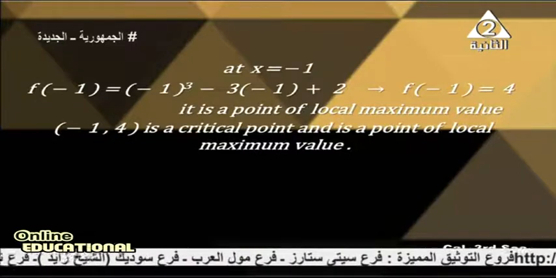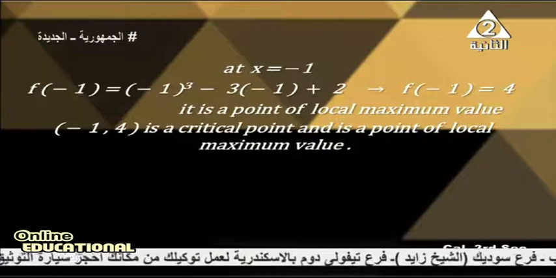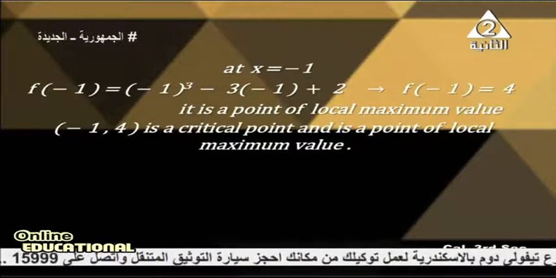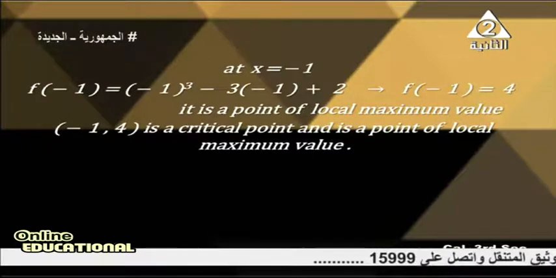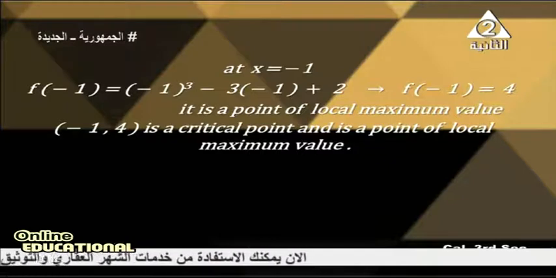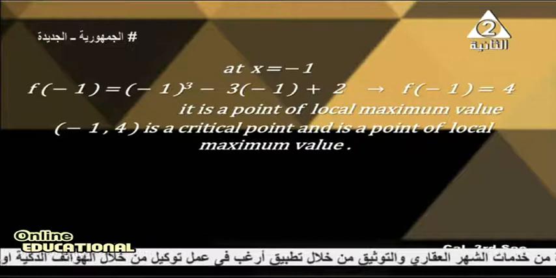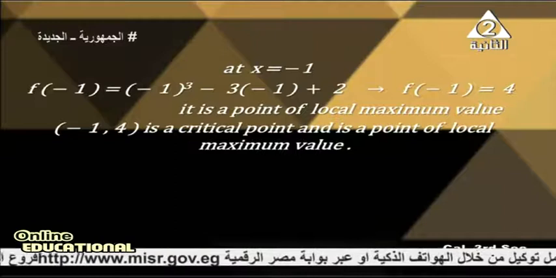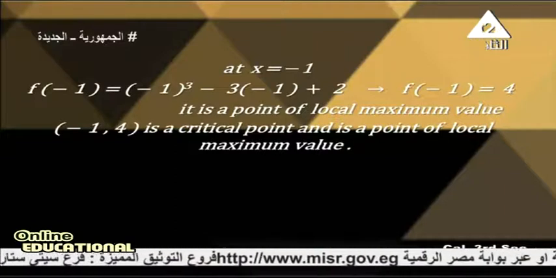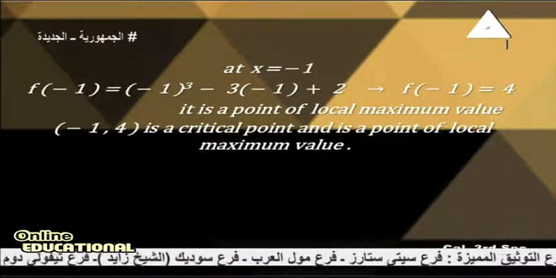And we can say that the point negative 1 and 4 is a critical point and is a point of local maximum value. Critical point because f dash negative 1 equals 0, and local maximum value because the curve of the function is increasing at the left of x equal negative 1 and decreasing on the right of x equals negative 1.